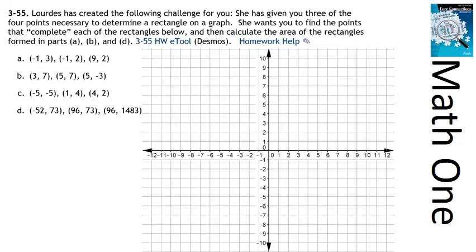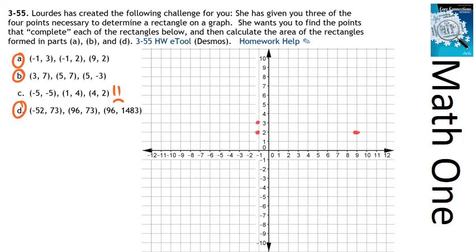Okay, so Lourdes has created the following challenge for you. She has given you 3 of the 4 points necessary to determine a rectangle on a graph. She wants you to find the points that complete each of the rectangles below, then calculate the area of the rectangles from parts A, B, and D. So for A, B, and D, we're going to find the area, but she doesn't expect us to find the area for C, at least not yet.